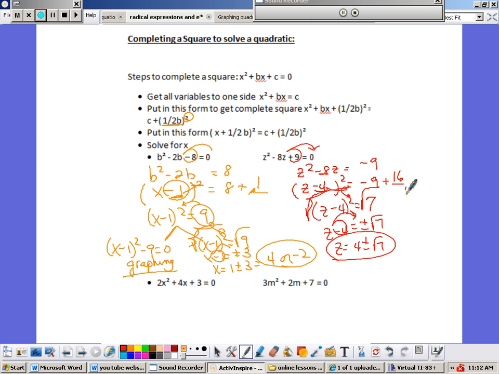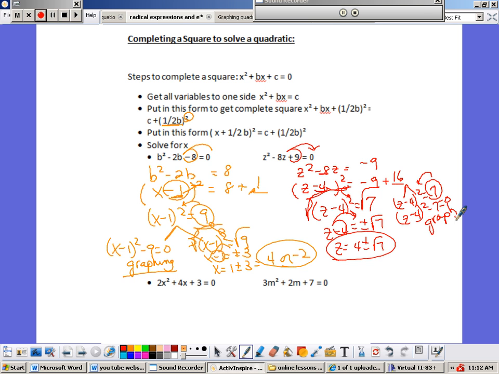Now, back here at this step where I had z minus 4 squared equals 7, I could have pulled the 7 over here and got z minus 4 squared minus 7 equals 0, and then I could have used it to graph. So completing a square is for two things, graphing and solving. Right now we're solving, but we are eventually going to be graphing, so I wanted to show you that.